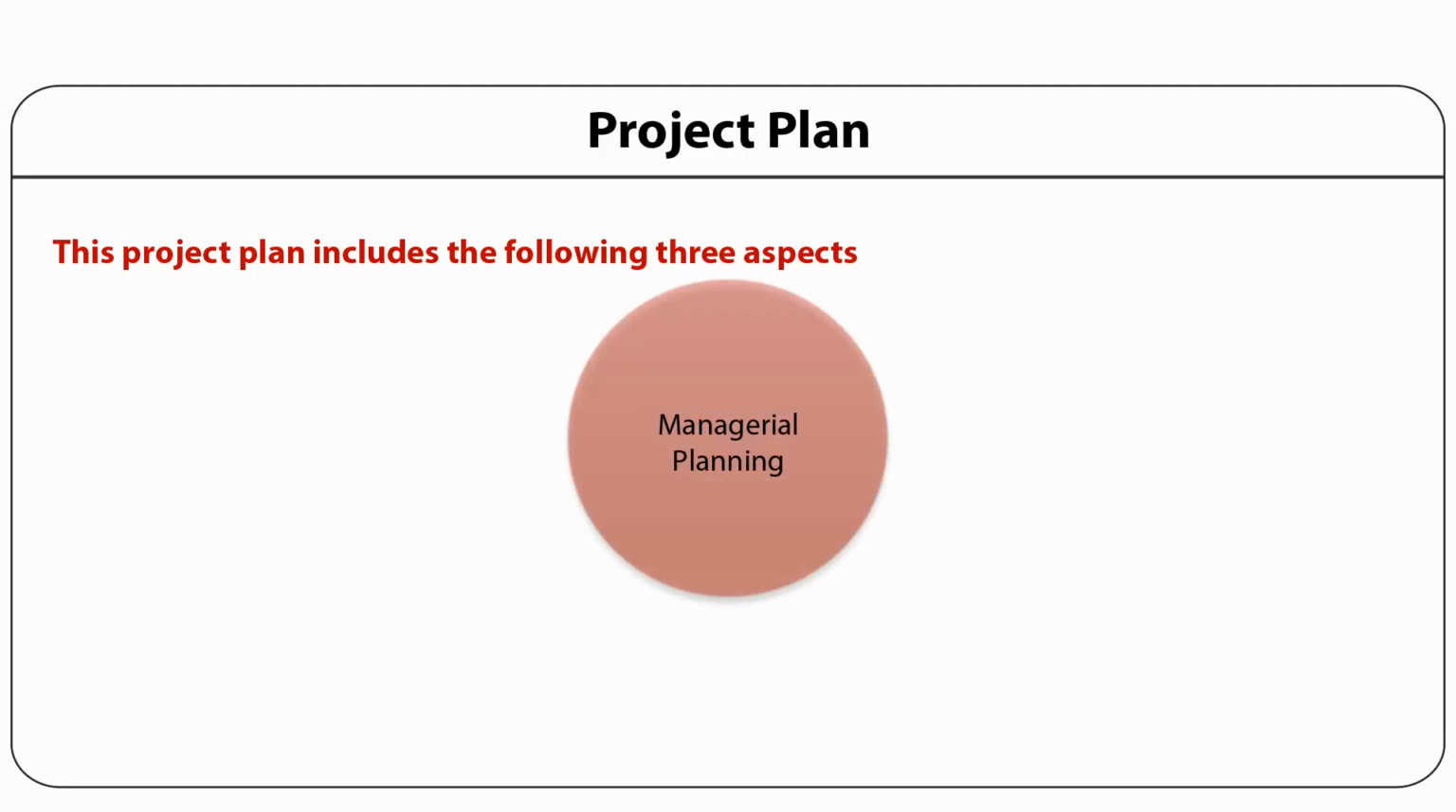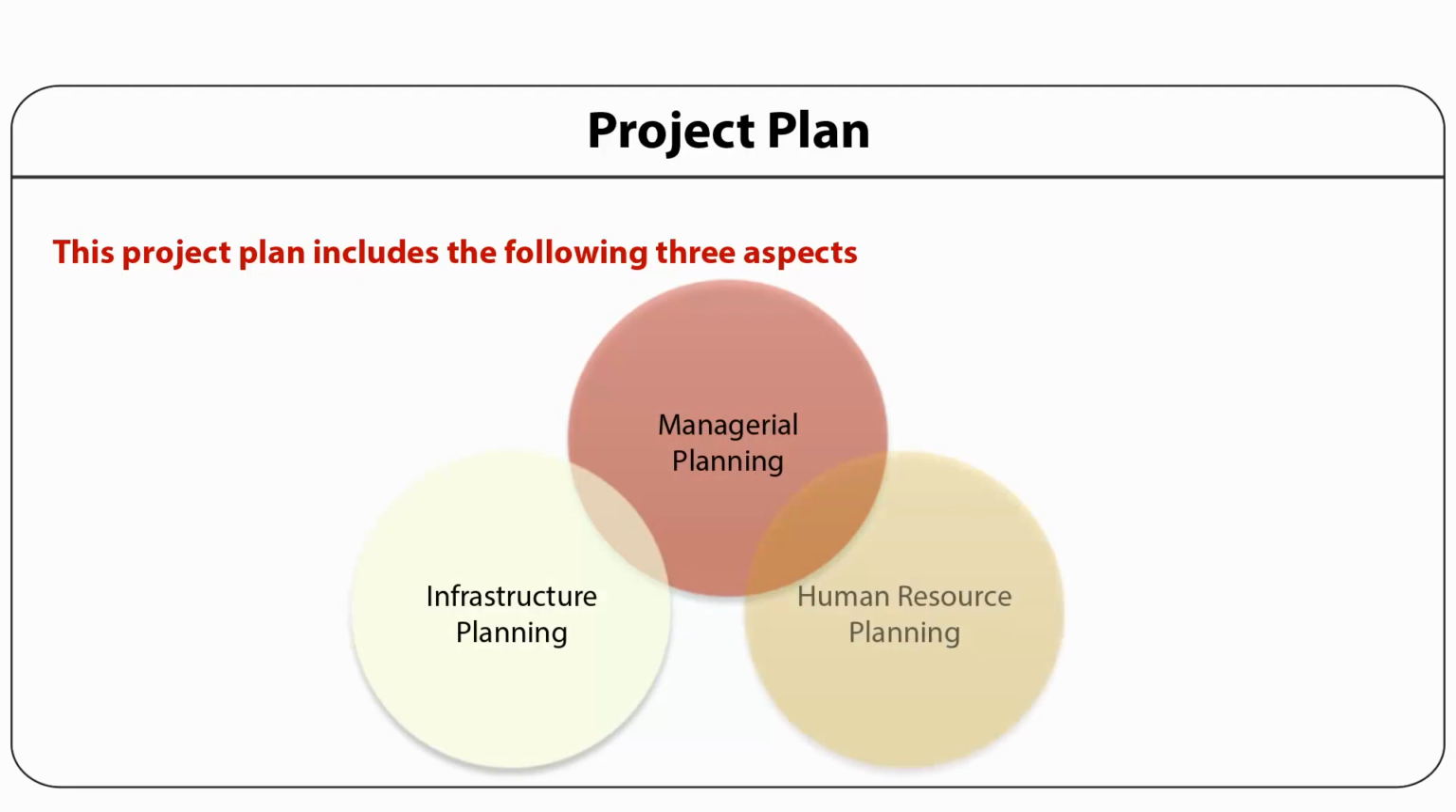And next is the project plan. After selecting the collections for digitization, assessing the strategic advantages of digitization and evaluating the cost to the institution, the next activity to be undertaken is the development of a detailed project plan. This project includes the following three aspects: managerial planning, infrastructure planning and human resource planning. We need to take care of these three plans, which are most important for the project plan.